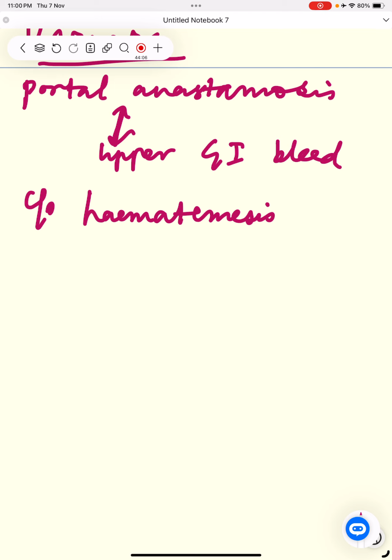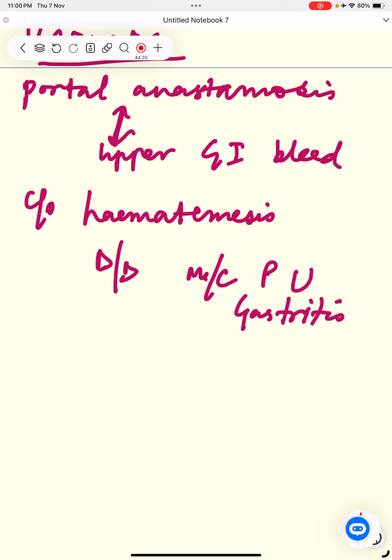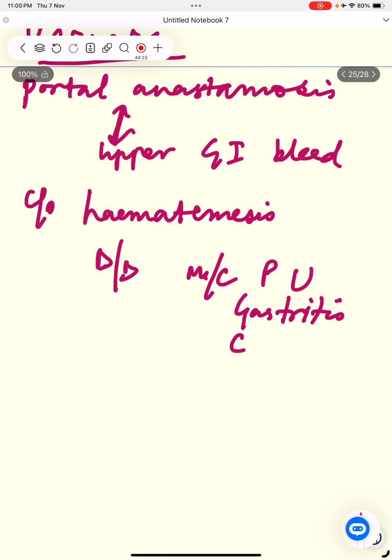Whenever this situation comes, we can also think of other diagnoses, like the most common one is peptic ulcer disease. You can also think of patients with gastritis, and of course CA stomach, and then Mallory-Weiss syndrome.